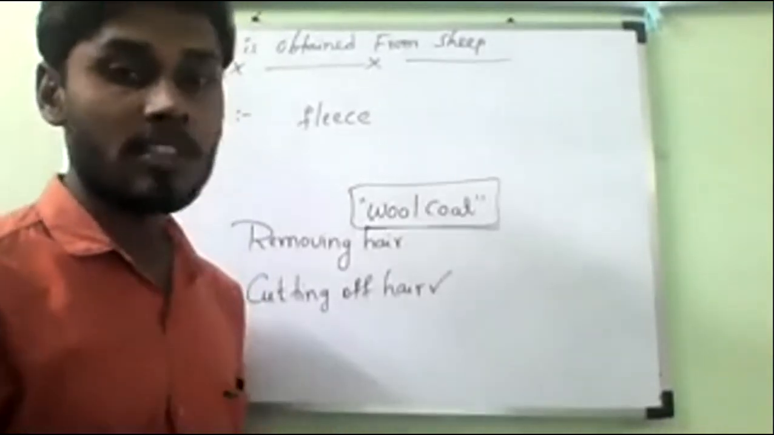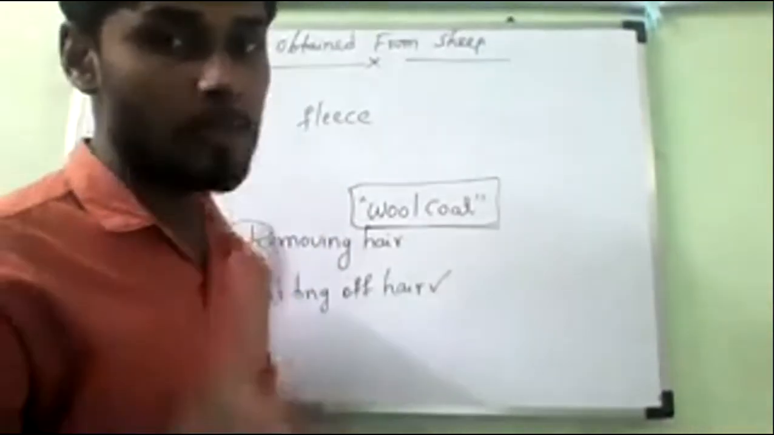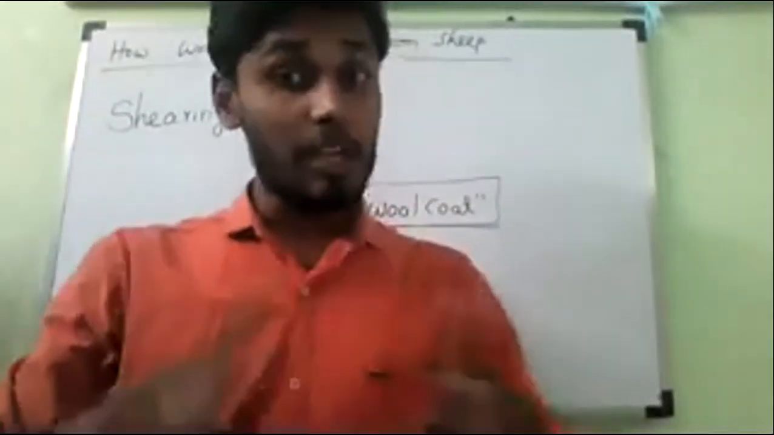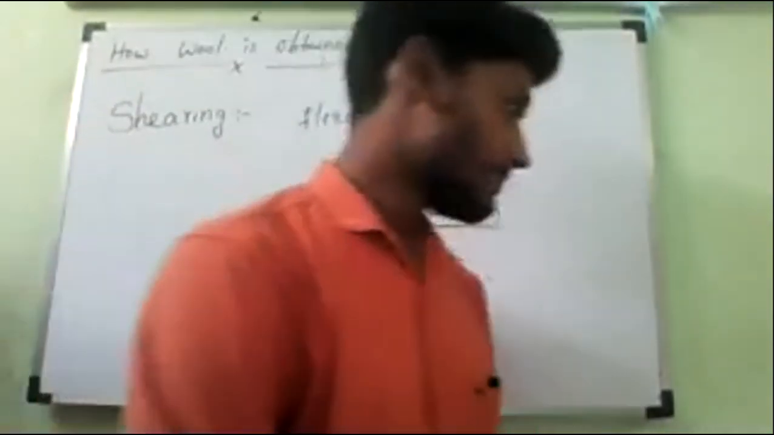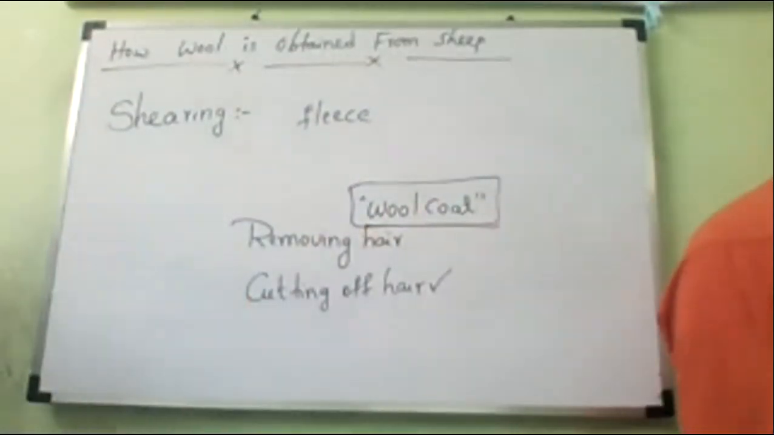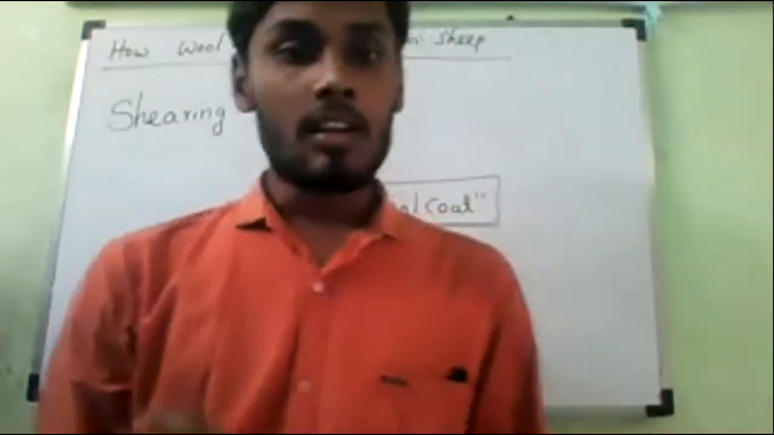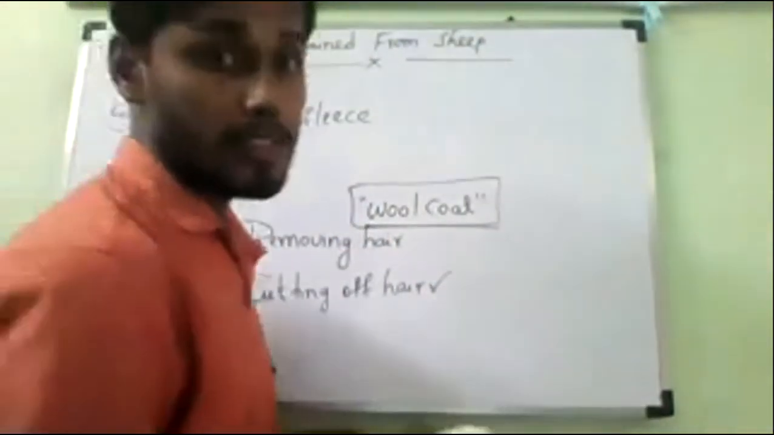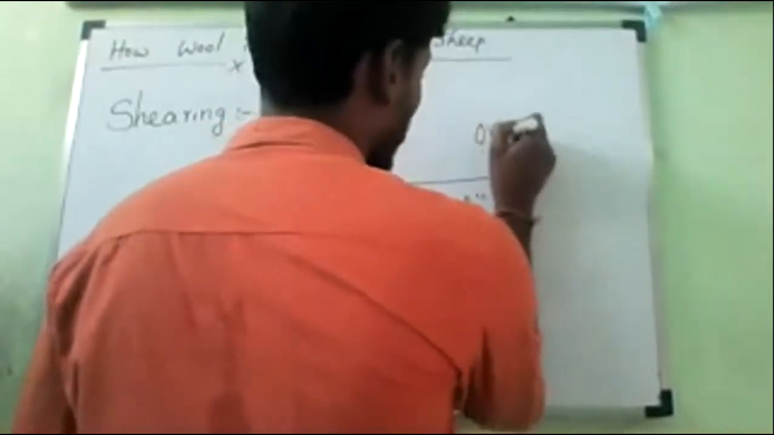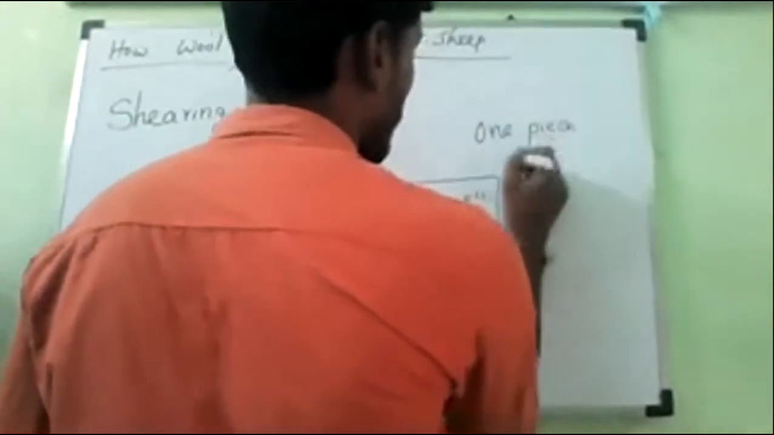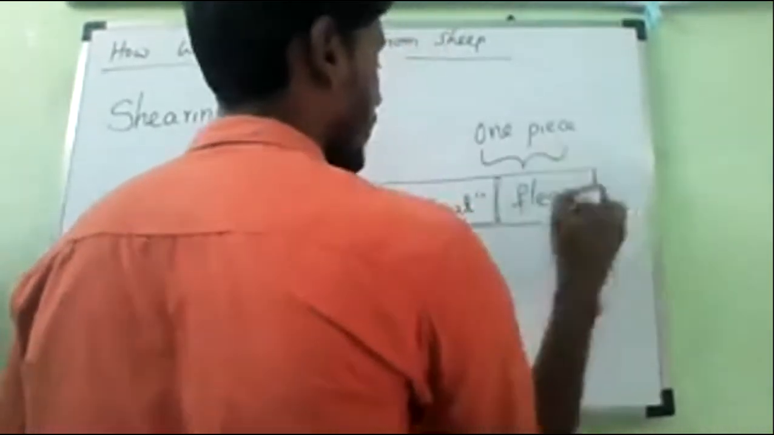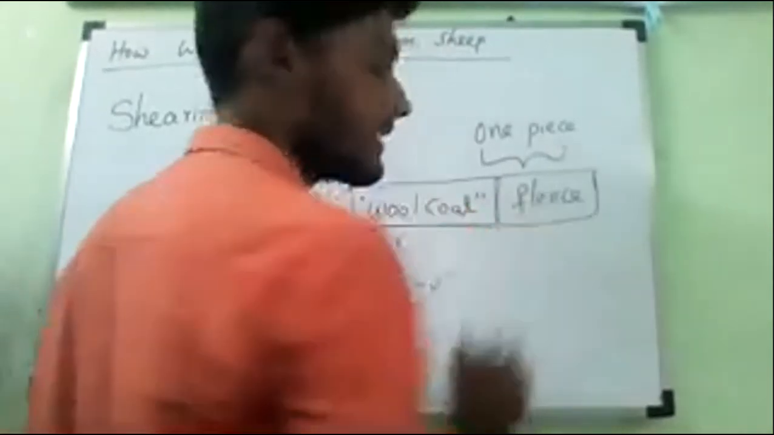The hairy skin of the sheep is removed in one single piece. It's not like, sir, I will cut the legs first, I will cut the back first. Not like that. You should remove it as a single piece. That one piece we call fleece. F-L-E-E-C-E.